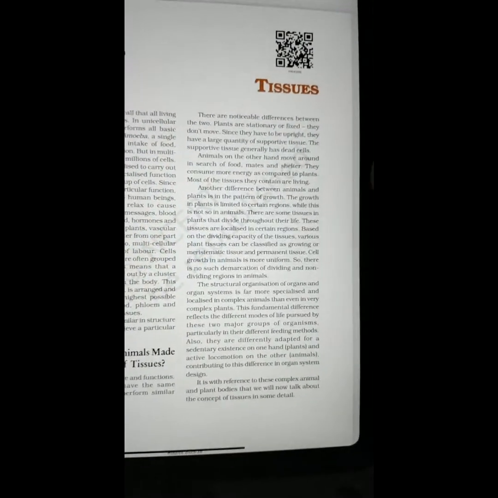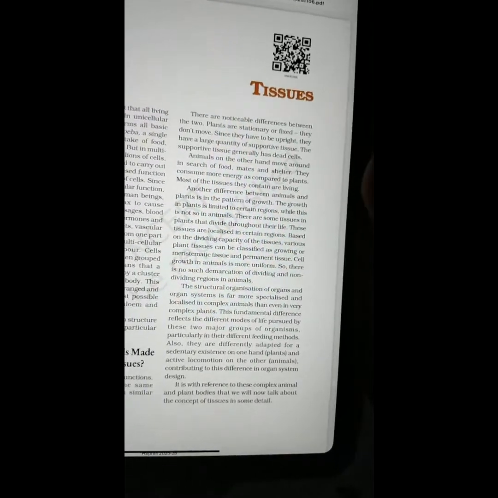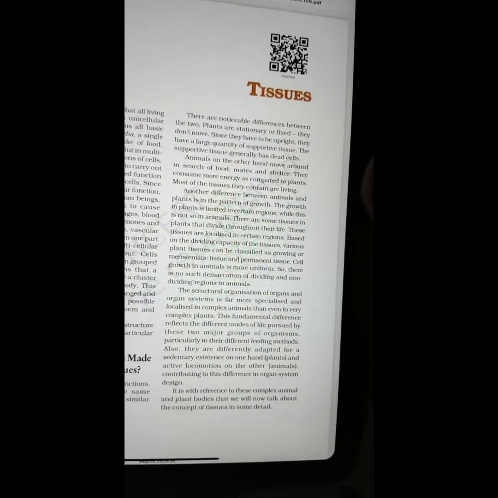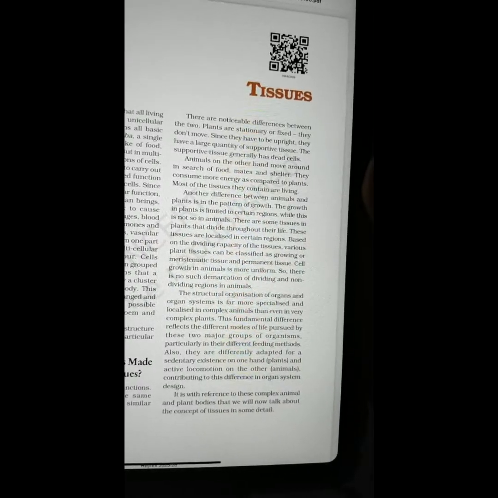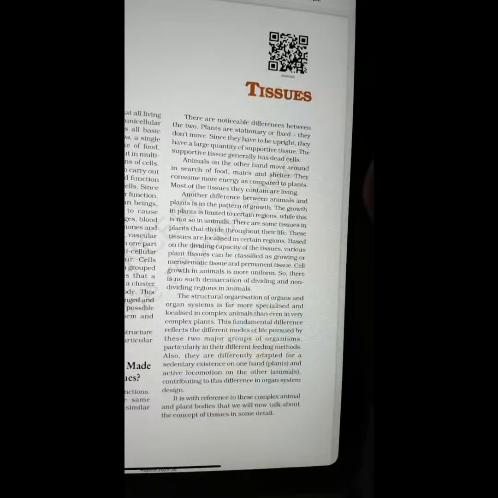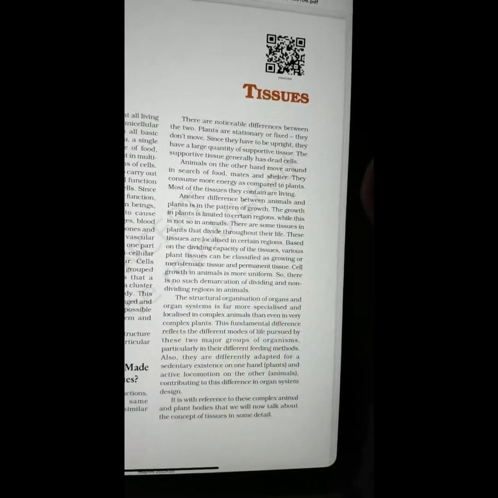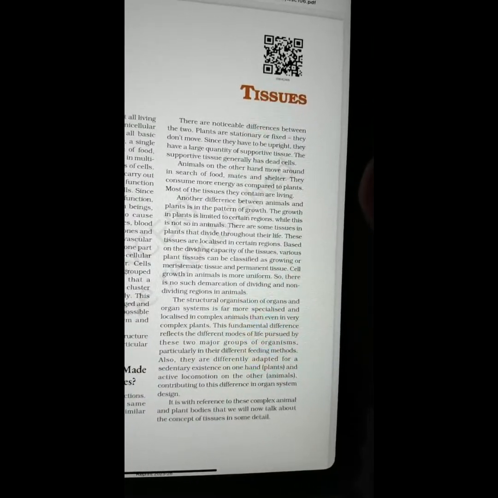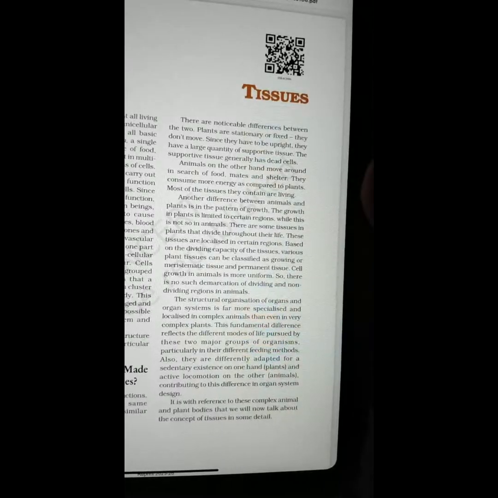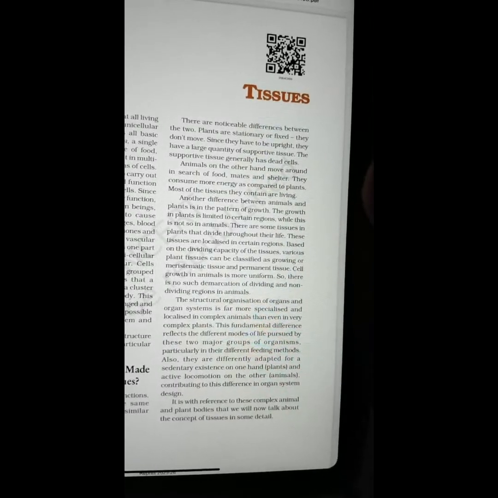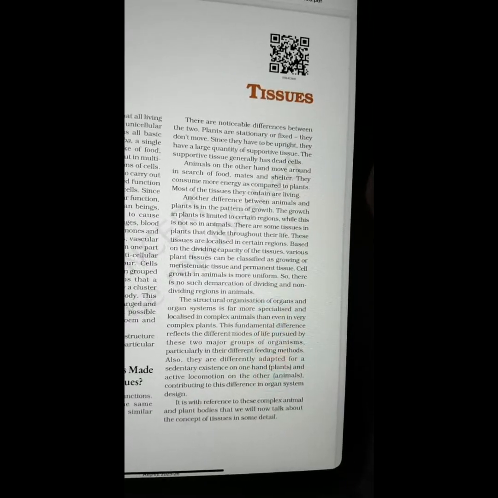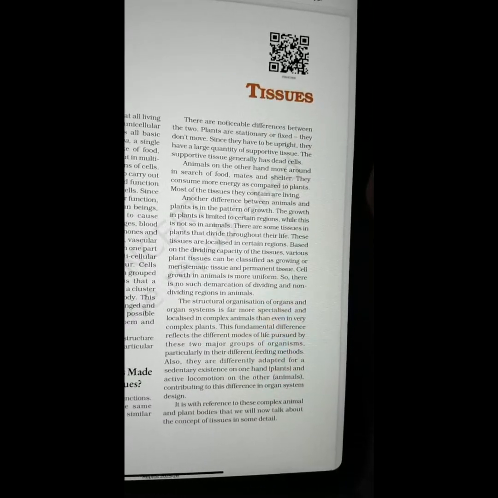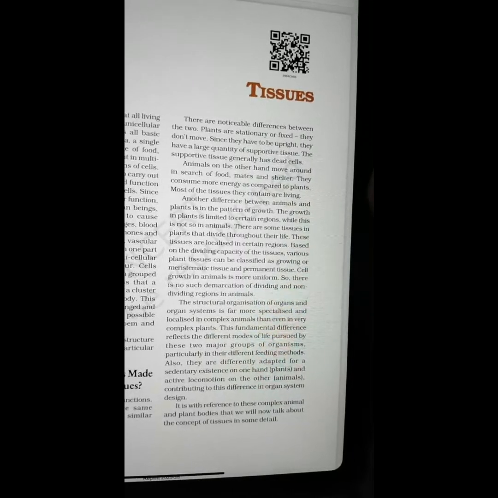Now, this paragraph. The structural organization of organs and organ systems is far more specialized and localized in complex animals than even in very complex plants. This fundamental difference reflects the different mode of life pursued by these two major groups of organisms, particularly in their different feeding methods.